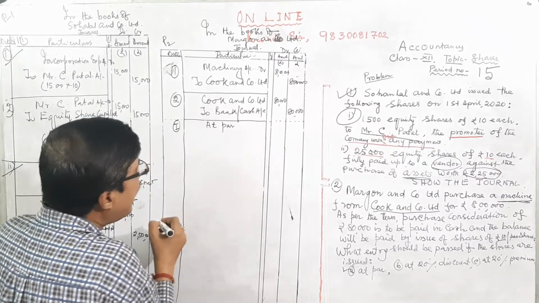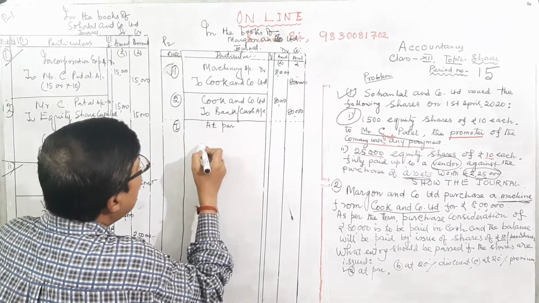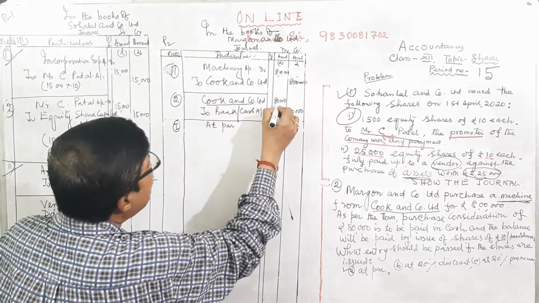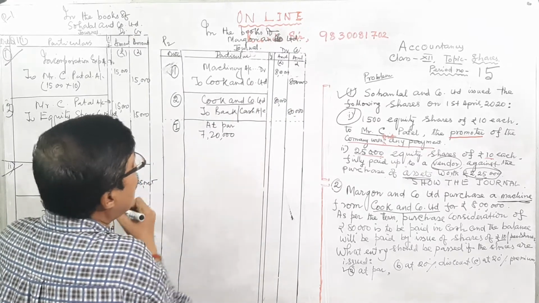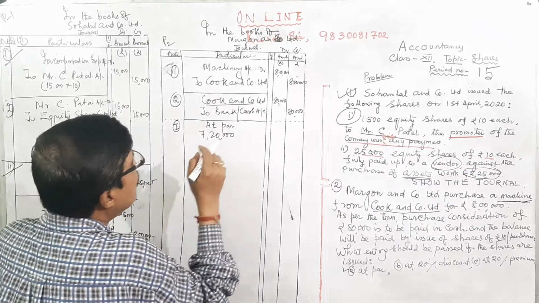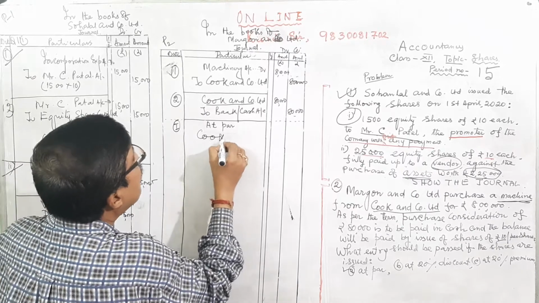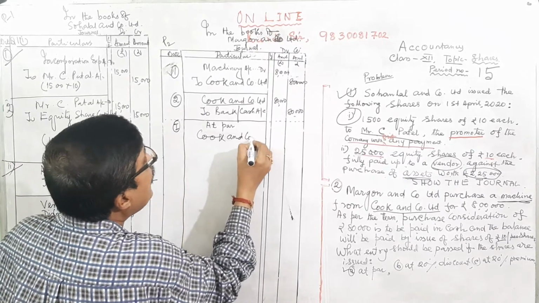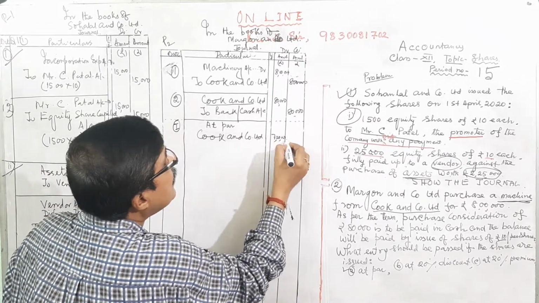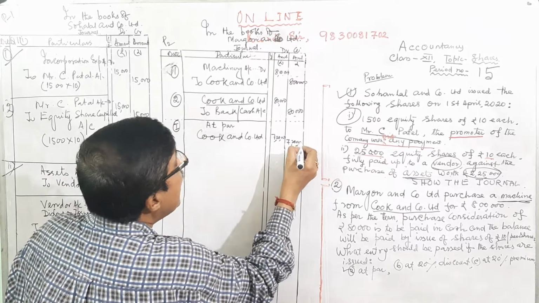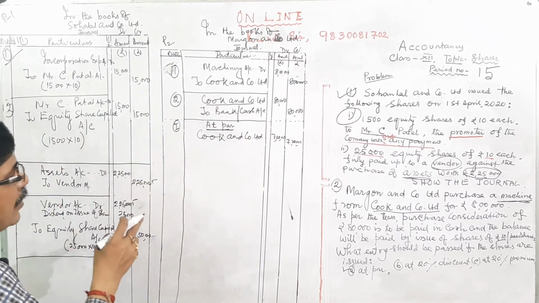At par, what will be the entry? It is debited by 7,20,000. That means Cook and Company Limited gets shares. How much share will they get? At par. That means the company is issuing shares.